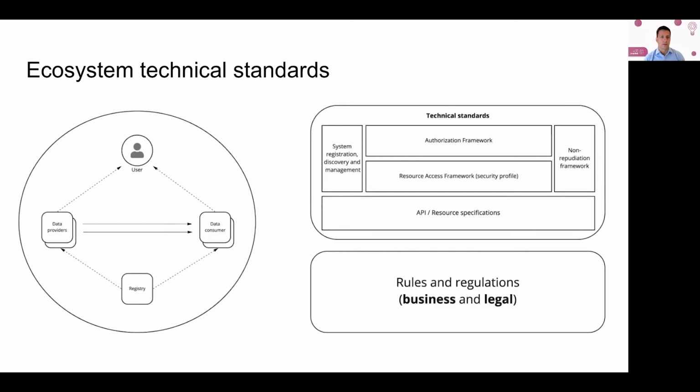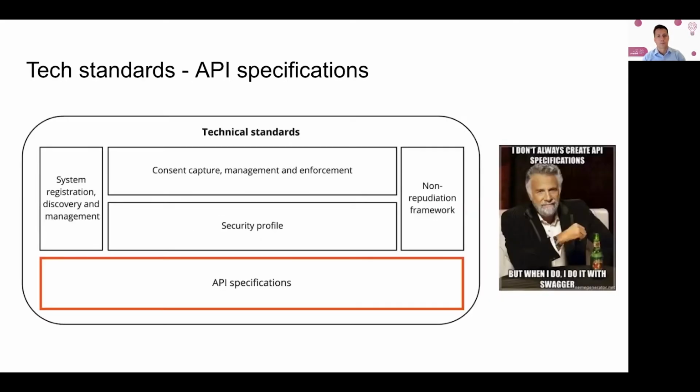Now I would like to drill into these technical standards in detail, one by one, leaving business and legal rules and regulations aside for now. API specifications. These define payload of APIs, inputs and outputs. This area is very aligned to business or the main language and focuses on the resources ecosystem is designed to expose. For example, in banking, this would be customer, account, transactions, scheduled payments, etc.